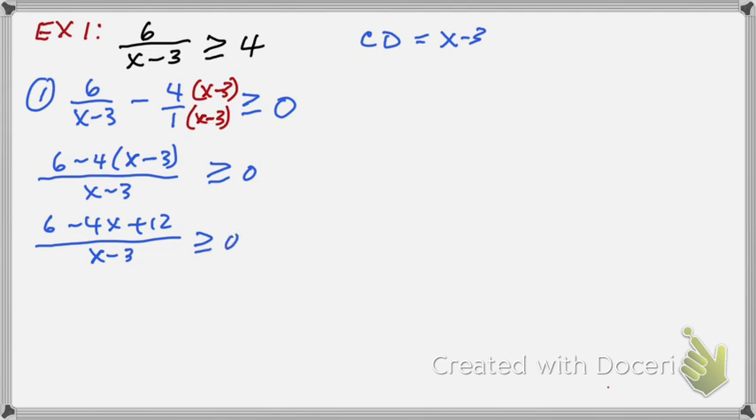I've got minus 4x plus 18 over x minus 3 greater than or equal to 0. And stop right there for a second. Now I'm done with step 1. I've got just one fraction on the left. I've got 0 on the right. And whatever inequality symbol there is.